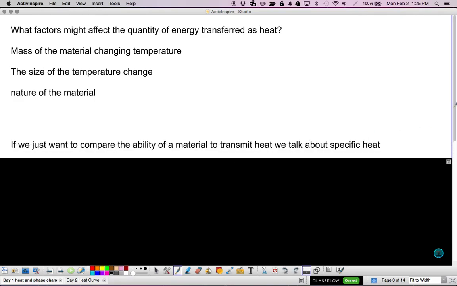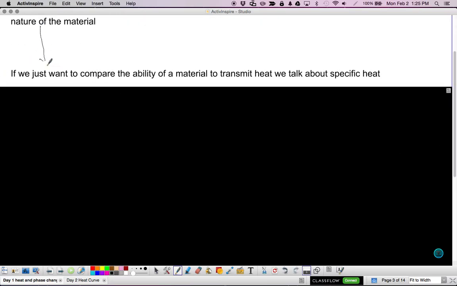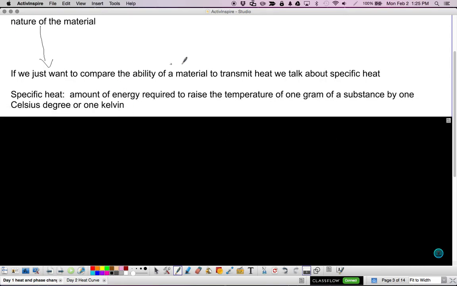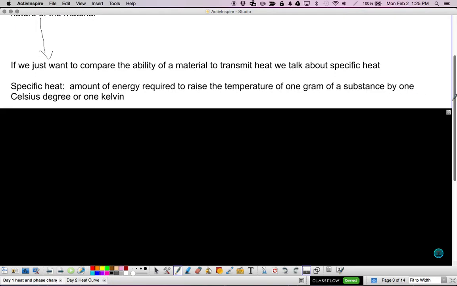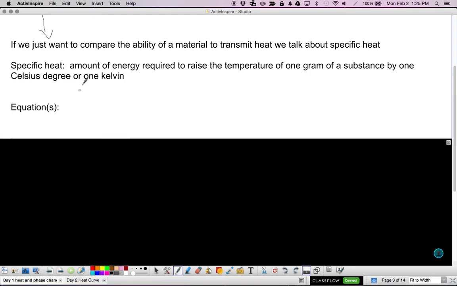and we're going to start coming up with some equations. All right, now this is what we're talking about here, the nature of the material. If we just want to compare the ability of a material to transmit heat, we talk about specific heat. You'll also see this as specific heat capacity, okay? And specific heat is the amount of energy required to raise the temperature of 1 gram of a substance by 1 Celsius degree. All right? Now, heat has the symbol Q.